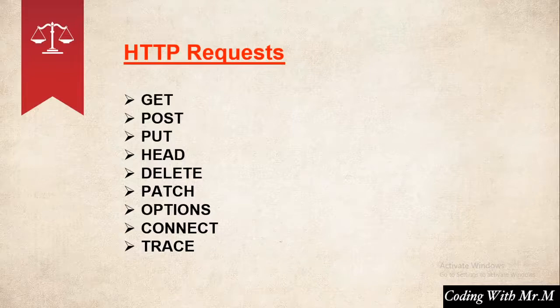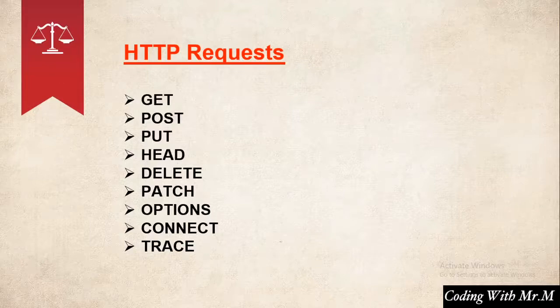Then on the fifth number we have delete, and the delete method basically deletes the specified resource. Then the next one we have over here is patch. The patch method is basically used to apply partial modification to a resource. Then we have options over here. The options method is used to describe the communication options for the target resource.